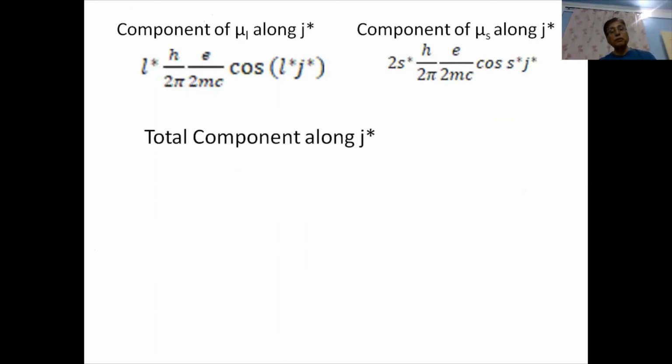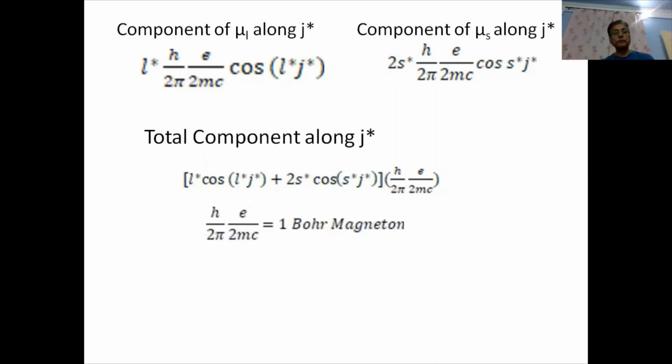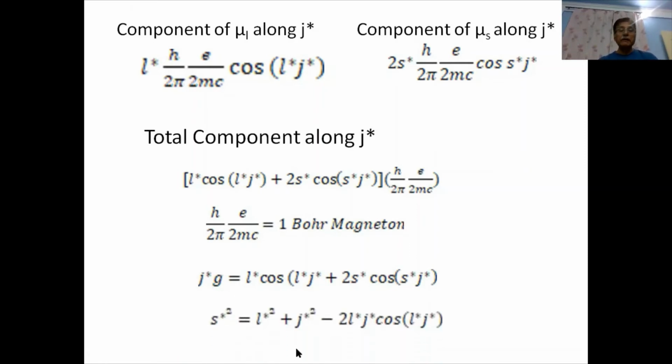Now, what is the total component along J? Very simply it is L star cos L star J star plus 2 S star cos S star J star, and outside the bracket we have h by 2 pi e by twice mc, which is common to both. Now h by 2 pi e by twice mc is equal to 1 Bohr magneton. So this particular value in the bracket we take as equal to J star g. So J star g is equal to L star cos L star J star plus 2 S star cos S star J star. And we know the triangle law.